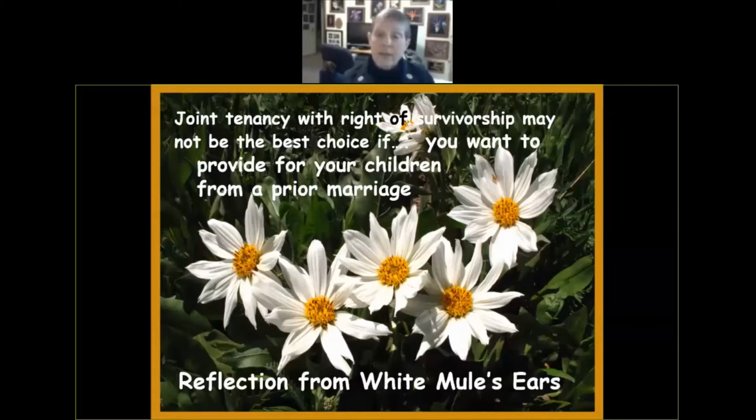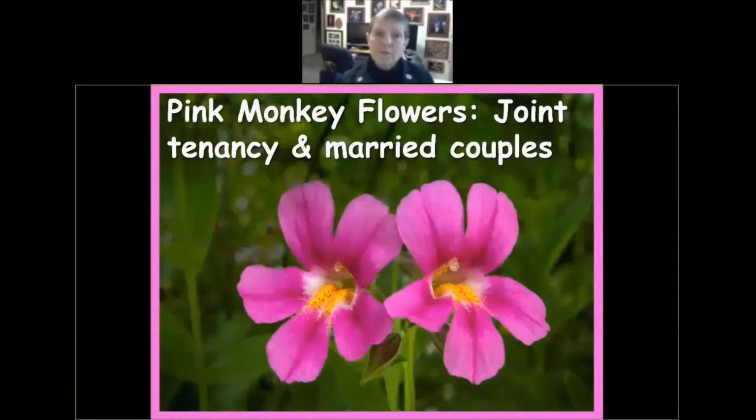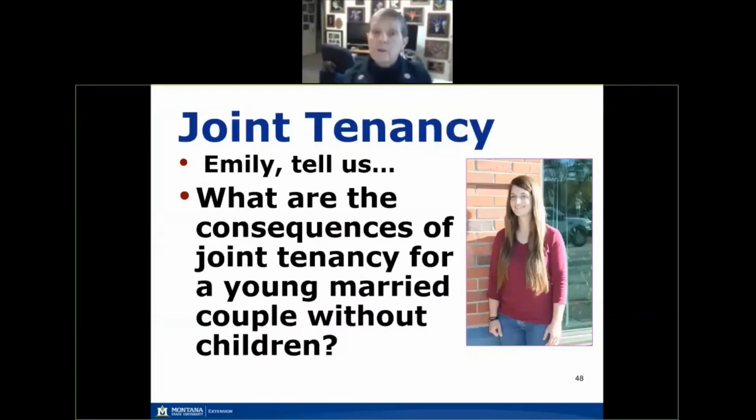Okay, that's the reflection from the white mule's ear. Now let's take a look at some pink monkey flowers. And what they make me think about is joint tenancies with married couples. And what I'm going to ask Emily to do is tell us what are the consequences of joint tenancy for a young couple that's married and they don't have children. Do you click or do I? You'll have to click, Marsha.